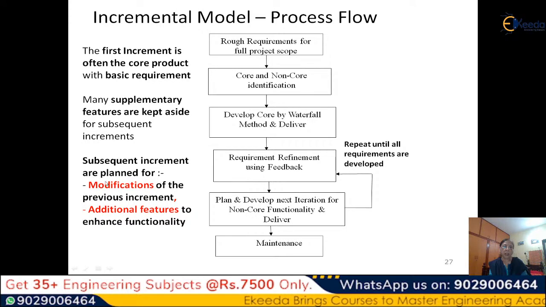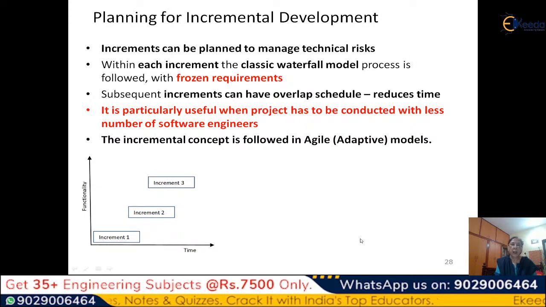So subsequent increments are planned for modifications because there is some feedback, and also additional features. So both modifications and additional features will be taken up here. Those will be planned and developed. So initially you will have only the planning for identification of these increments, but each small mini project will be planned in more detail for that particular increment, and finally it will go to the maintenance phase.